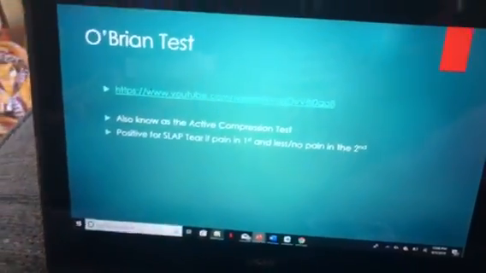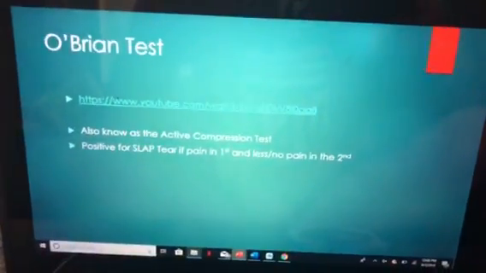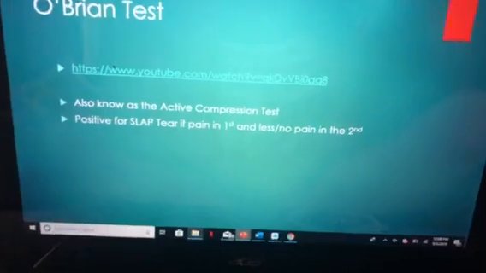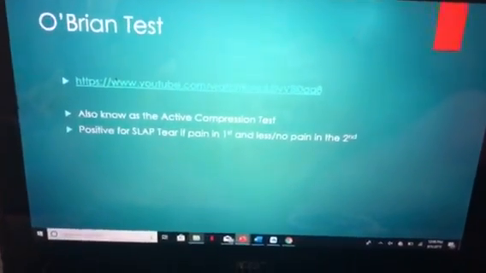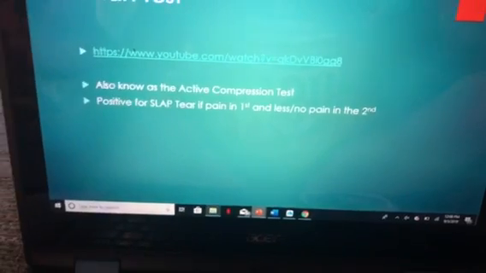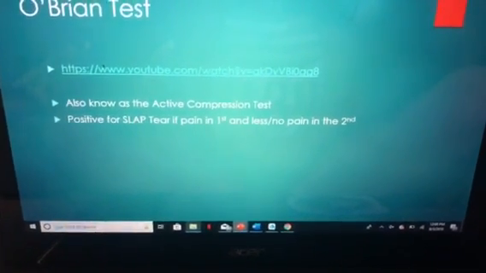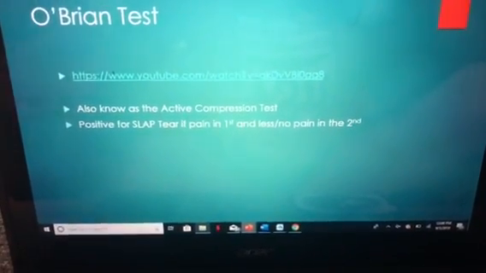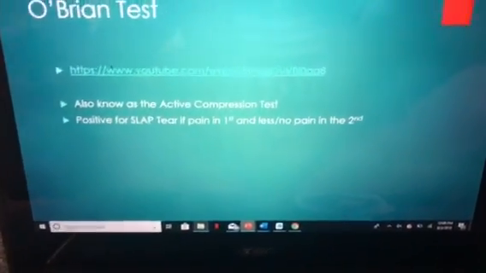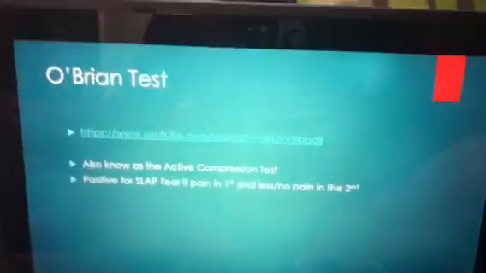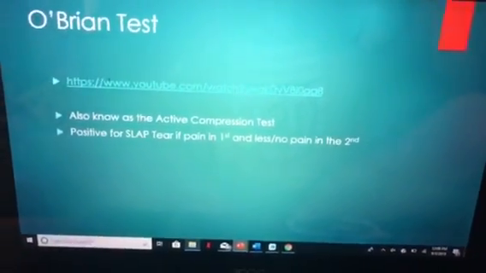There are a few different tests to test for labral tears. None of them have a lot of clinical value, but if you click on the links below, you can watch them. For the O'Brien's test, you want to know that there are two different positions. In the first one they should have pain, and in the second one they should have little to no pain, and that will be a positive sign.